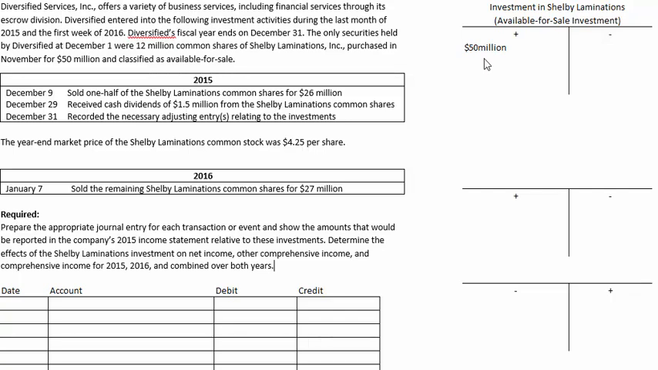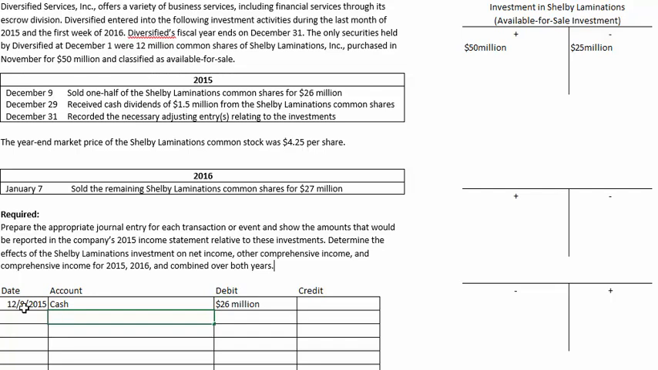So the first journal entry we're going to look at is actually liquidating half of this stock, which means this is the cost, the $50 million, and half of it is going to go away. So I would credit this asset account, this stock investment account, for $25 million. Right down here I've created an area where we can do our journal entries. On December 9th of 2015, we are going to receive cash, and we're told we sold it for $26 million. So the proceeds we receive are $26 million.